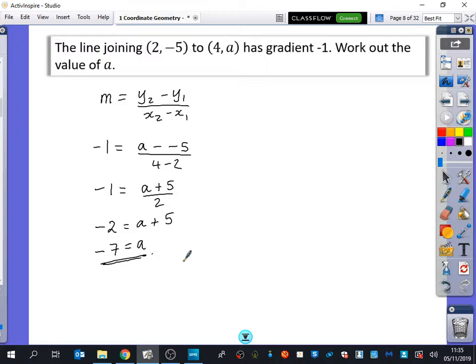You're going to do quite a few questions like that for me in a moment. So just be aware that you might get an unknown somewhere else. I'll just quickly recap what we did. We said the gradient was -1, and we found the gradient as normal. We then simplified and solved the equation to come up with a is -7.